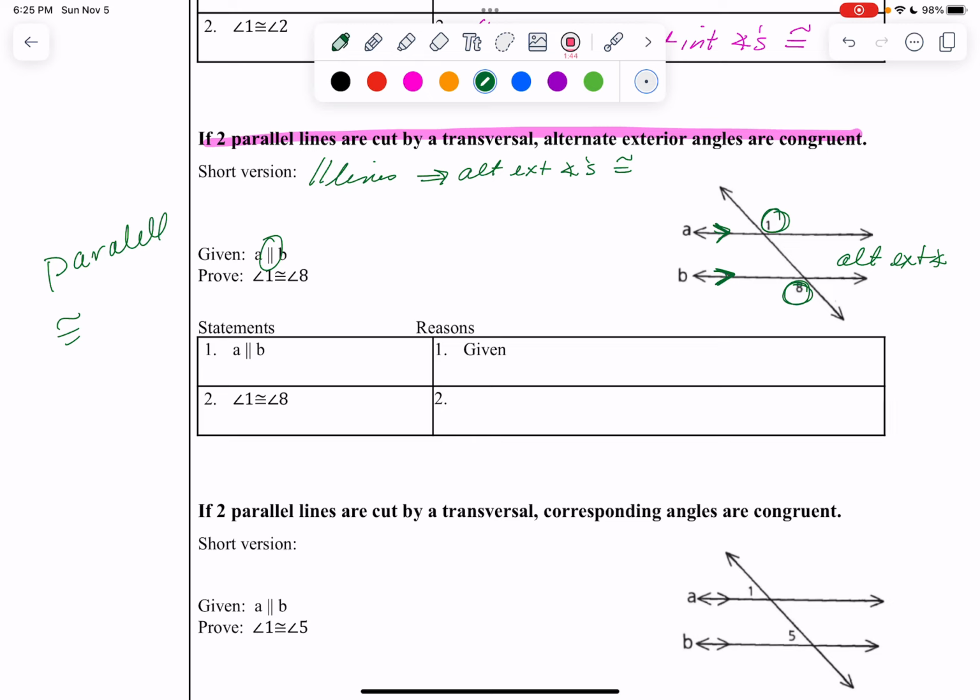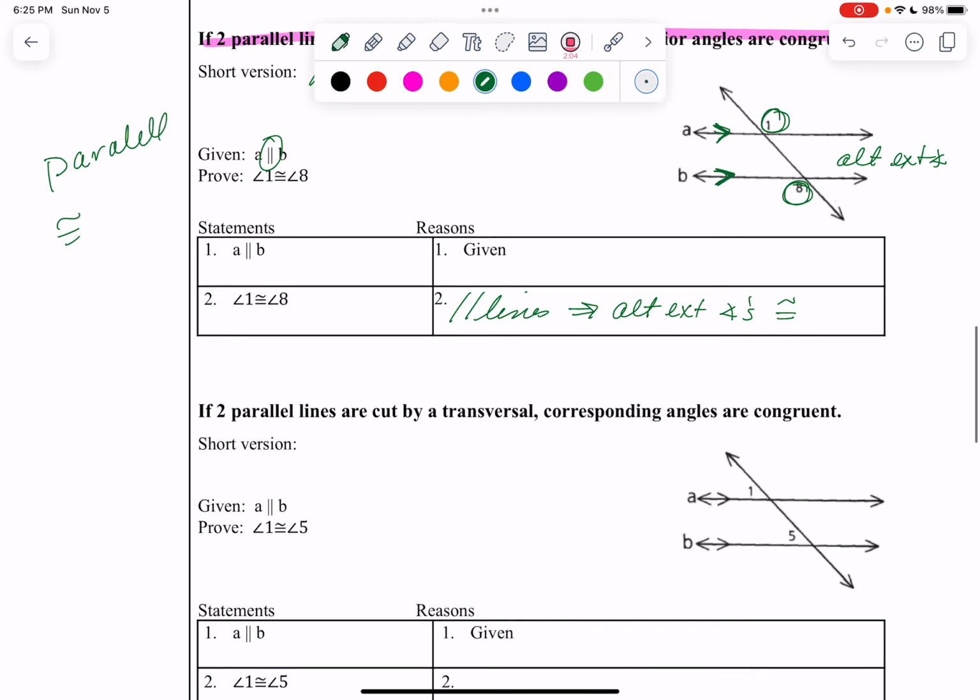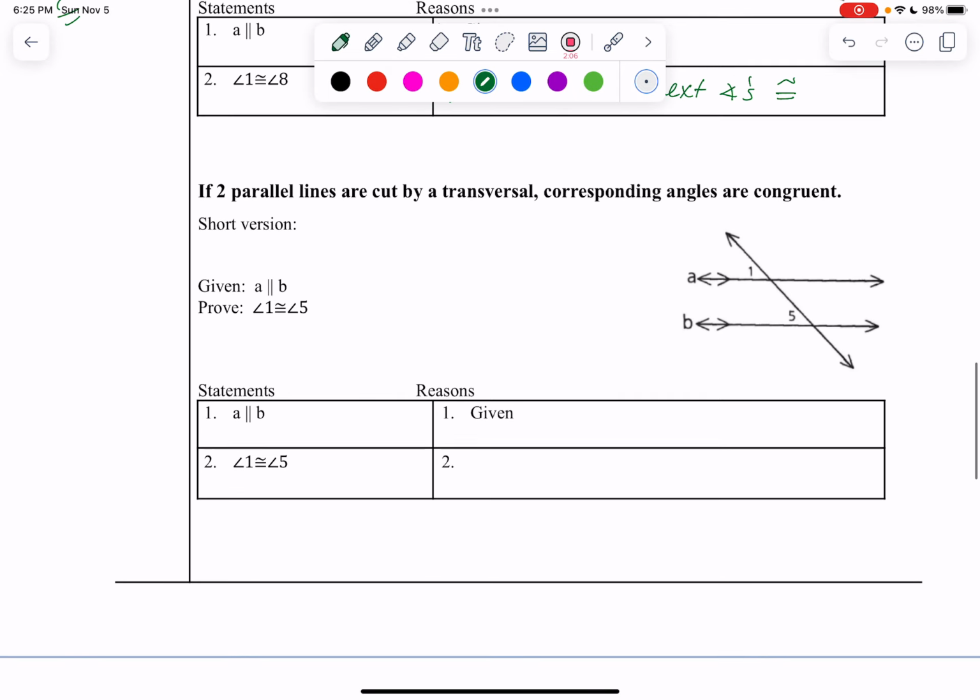So, parallel lines implies alternate exterior angles are congruent. You're just telling me what we've talked about for the last 3 weeks. They're congruent because they're parallel lines. It's just how we phrase it. All right.